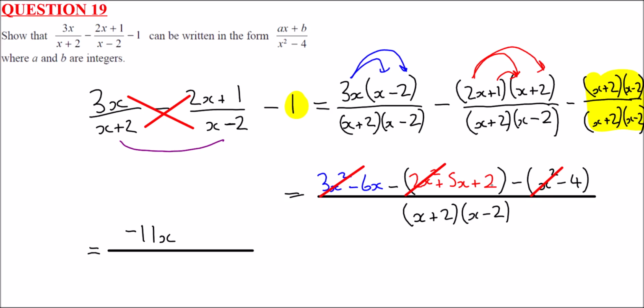So minus 2, let's see how easy it is to make a mistake, almost did it myself, minus 2 plus 4 gives plus 2. And finally, x plus 2, x minus 2, using the difference of 2 squares, I need to put in x squared minus 4. Not that we need to say what a and b are, but in our case, a is minus 11 and b is 2. And that's our final answer. So that's question 19 done and dusted.